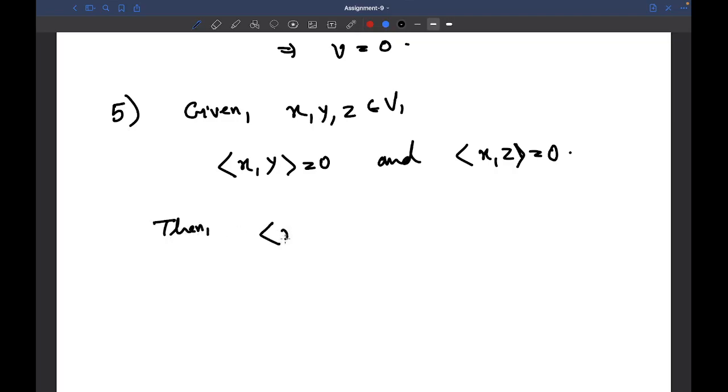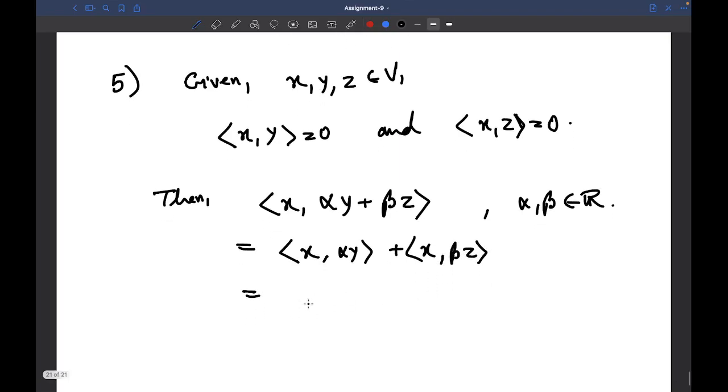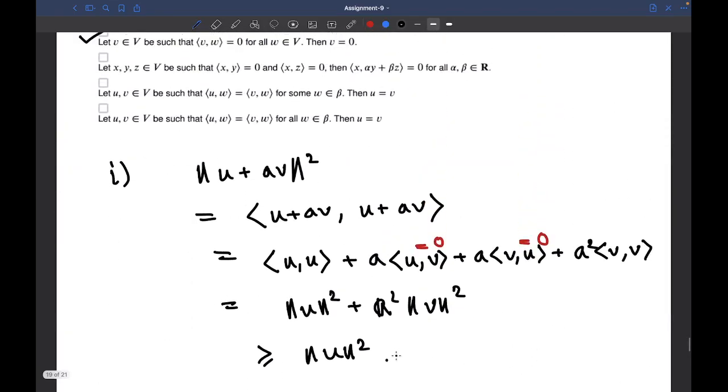Then what will happen to this? X inner product alpha Y plus beta Z, where alpha, beta belong to R. By the property of inner product, what will happen? X inner product alpha Y plus X inner product beta Z. And this is a real inner product space, so alpha will come out: alpha times <X, Y> plus beta times <X, Z>, and these two are both 0. So we get this is also 0. So option number 5 is also correct.